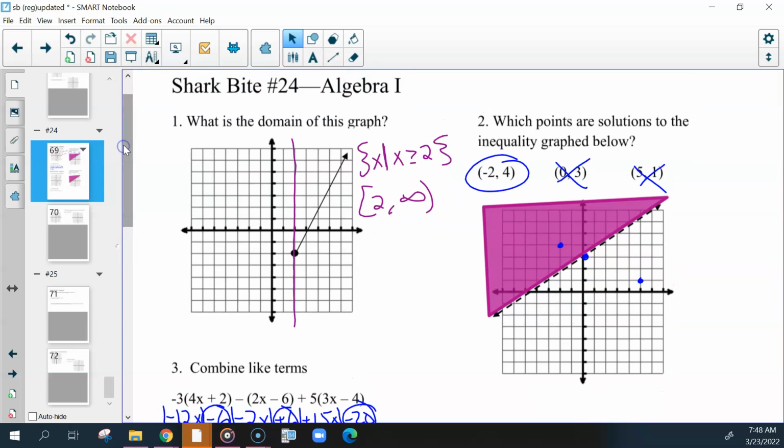For the domain of number 1, it's okay if you didn't get this, but we will be talking more about this here in a bit. The domain of number 1 was, you could write it one of two ways: x is greater than or equal to 2, or 2 with a square bracket to infinity.